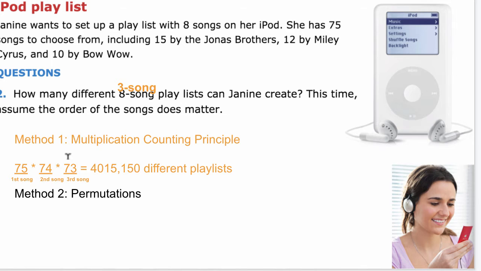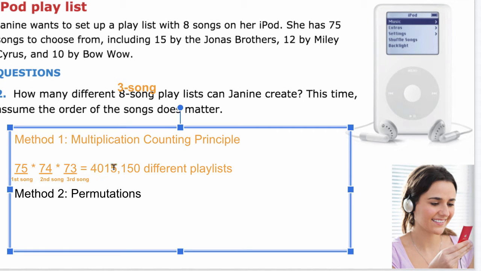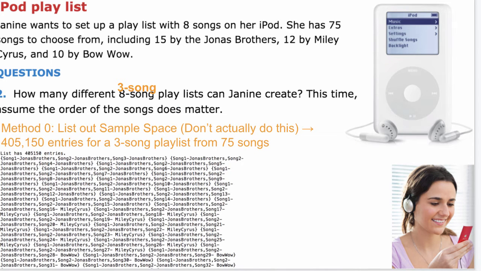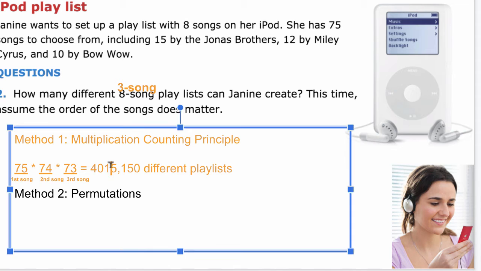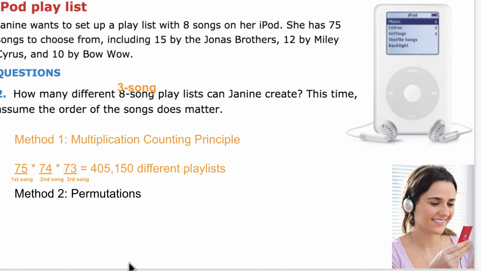So instead we can use the multiplication counting principle. Same idea. For the first song I have 75 choices. For the second song I have 74 choices. For the third I have 73. And that's going to give you 405,150. So I get an extra 150 here. 405,150 permutations, different playlists. And then in permutations, same thing.